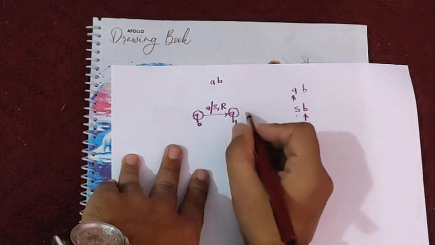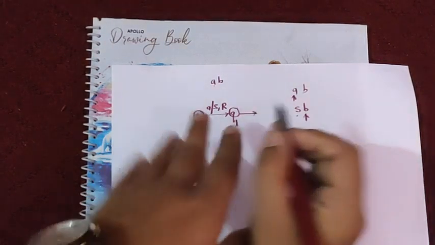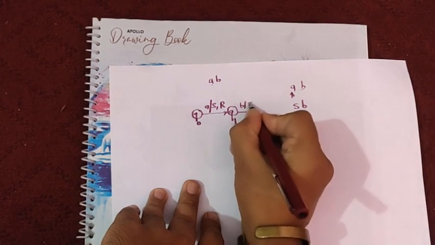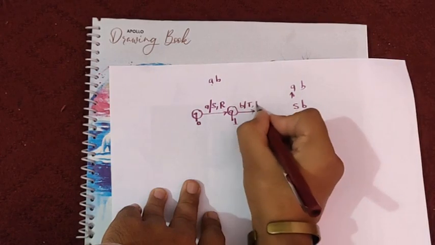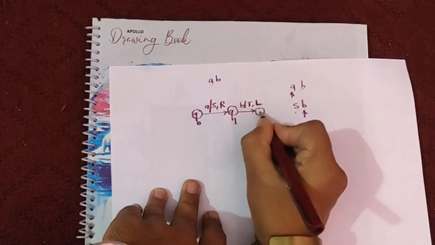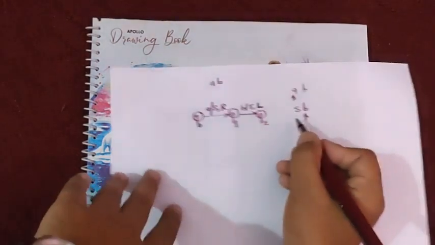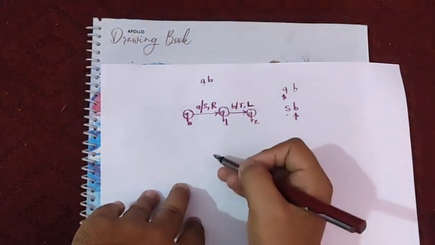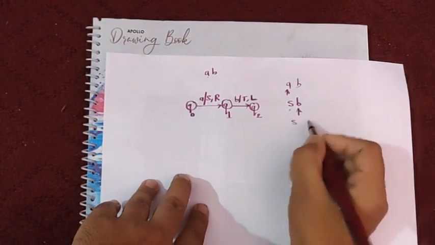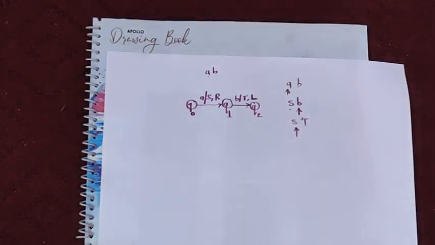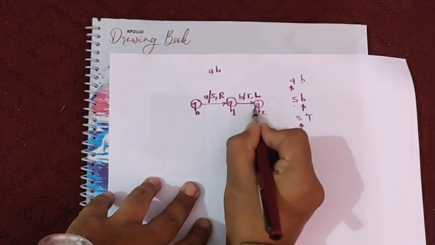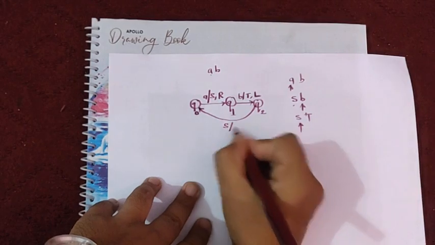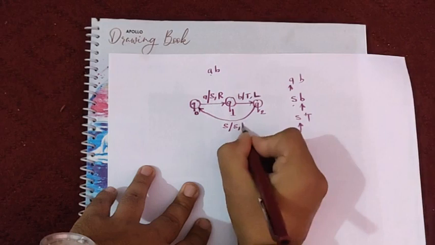Again in Q1, I am replacing B by T. So when B arrives, I write T and move left, and this is state Q2. So I replace the first A by S, and when the first B occurs, I replace it by T and move left. That means I am coming to this position. When S arrives, I move to Q naught without replacing it, moving right.